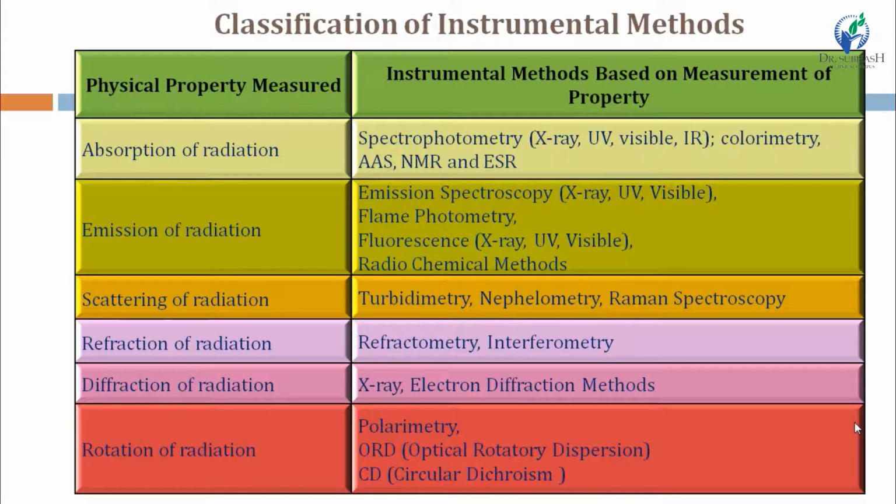Here refraction is there, not reflection. Refraction means change in angles. Then diffraction of radiation is measured in X-ray diffraction and electron diffraction methods. Rotation of radiation is measured in polarimetry. ORD means optical rotary dispersion and CD means circular dichroism.